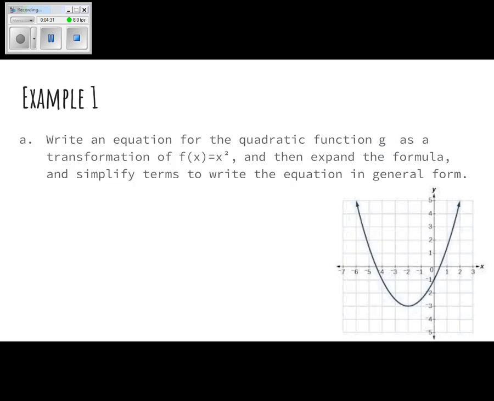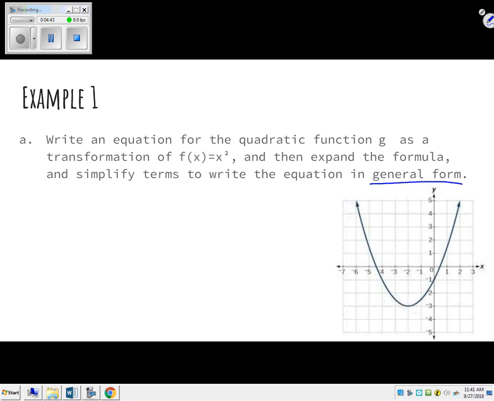So they're going to give me a graph. It is my job to write an equation for this in general form. What's general form? So I'm going to start off with my f of x equals x squared. I'm going to write this so it looks halfway familiar to you. Remember whenever we had to expand everything out? Yeah, it's exactly what I'm going to do here.